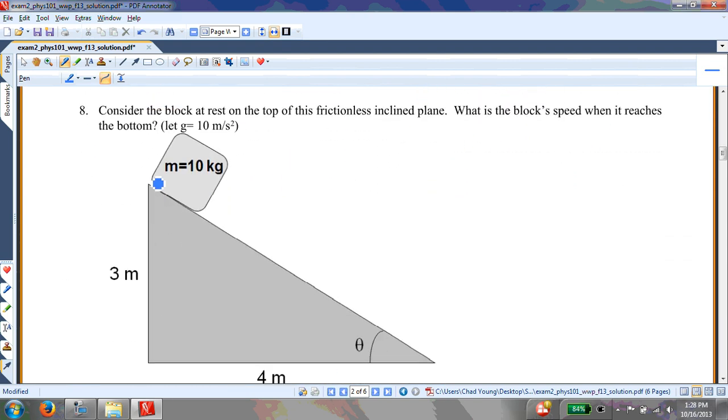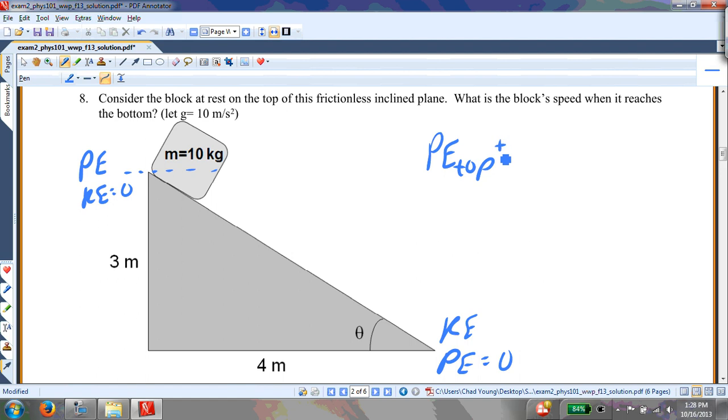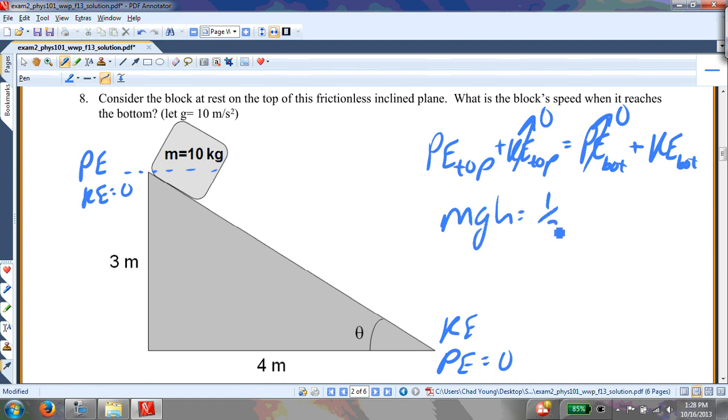All right. So this block is at rest on top of this frictionless inclined plane. What is its speed when it reaches the bottom? Well, up here it has potential energy, and the kinetic energy equals 0. And then down here it has kinetic energy, but the potential energy equals 0. So we say the potential energy at the top plus the kinetic energy at the top equals the potential energy at the bottom plus the kinetic energy at the bottom. Some of these go to 0. I get mgh equals 1/2 mv squared.